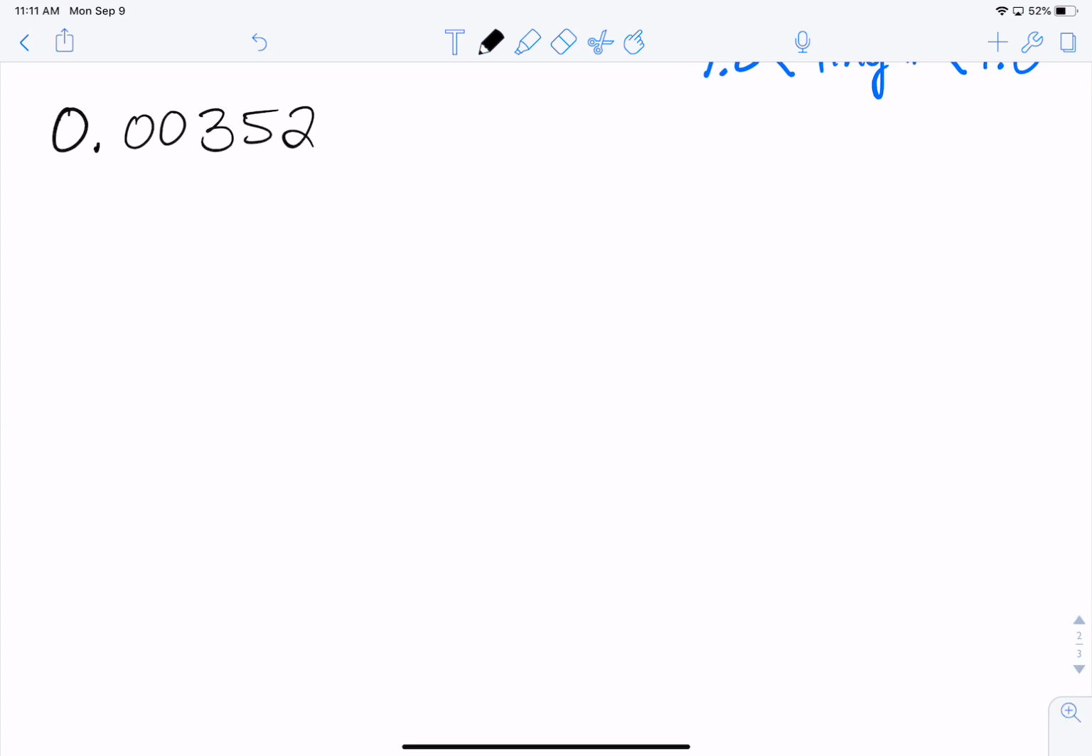0.00352. That's the expanded notation. So let's put that in scientific notation.